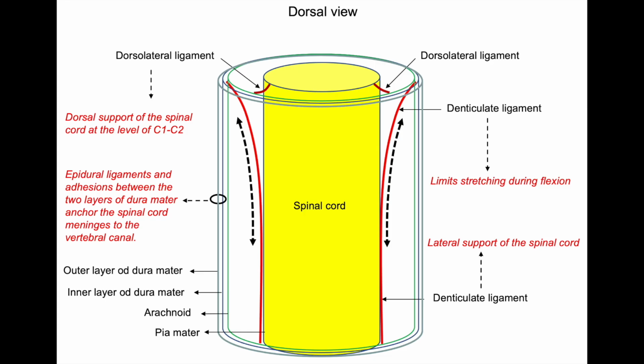A third mechanism to anchor the spinal cord and meninges inside the vertebral canal are the epidural ligaments and adherences between the inner and outer layers of the dura mater at this level.